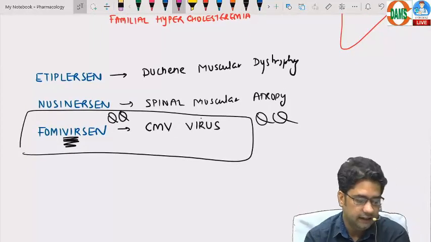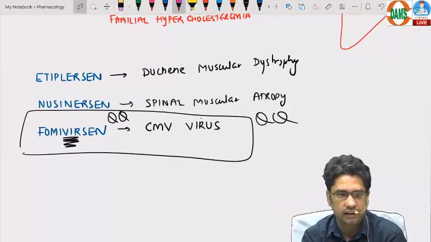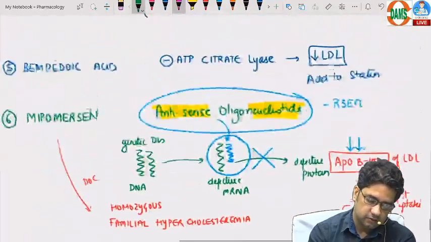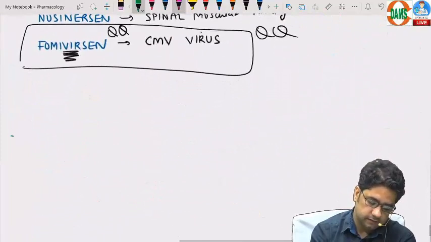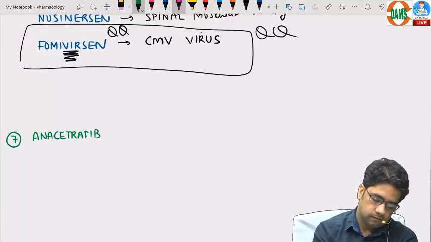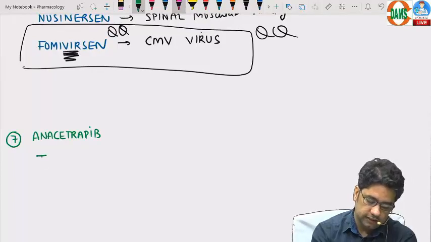Liver will not take LDL. We are reducing the production of LDL. Okay, last drug. Let me tell you one more drug. That drug is not used nowadays. Anacetrapib is written in your books. Torcetrapib.